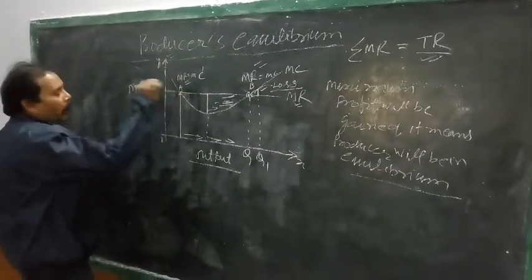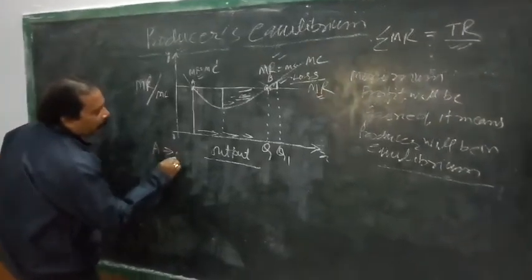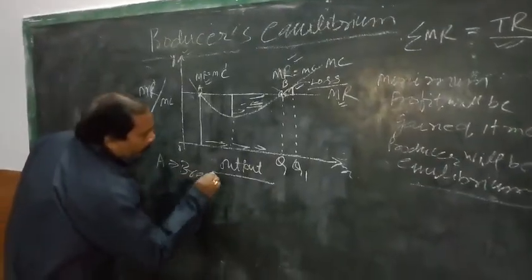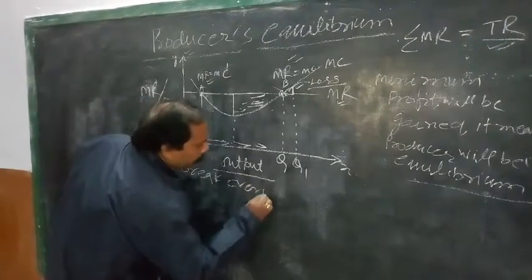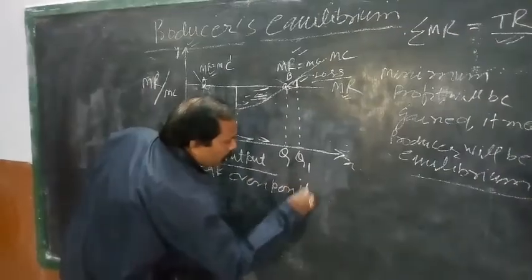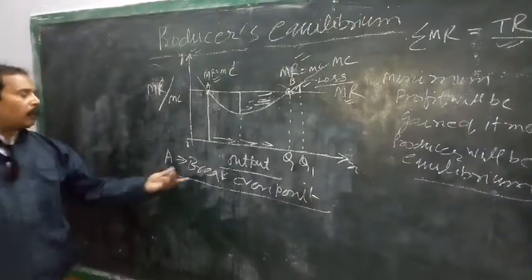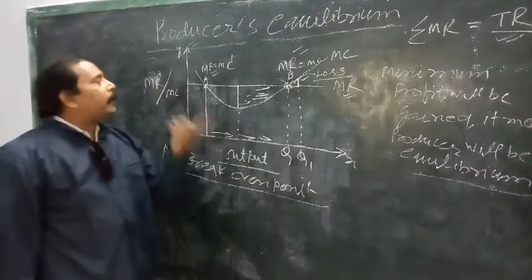This point, A point, is also known as the break-even point. Okay, so why is it known as the break-even point?